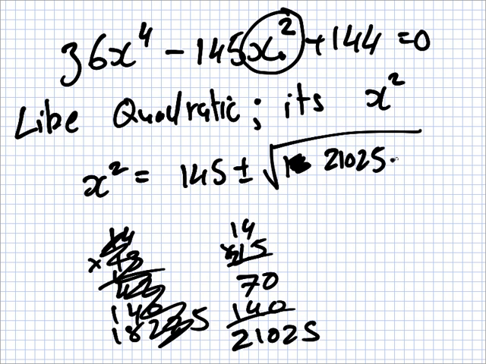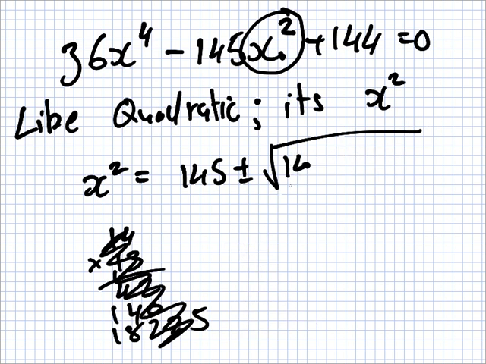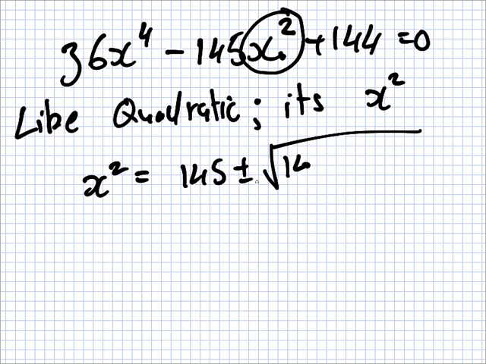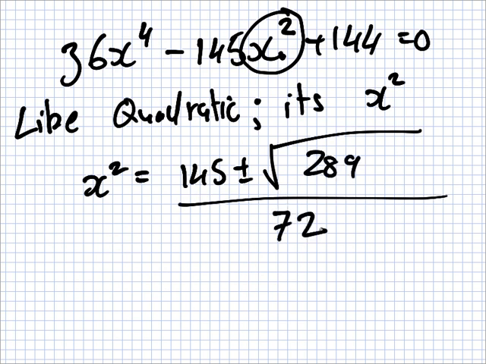Right. So 21025 minus 144 times 144. Alright, I've reached my limit there. What's 144 squared? Maybe someone can just give me the entire square root part at this point. Is that for the whole root? Thank you. All over 72.